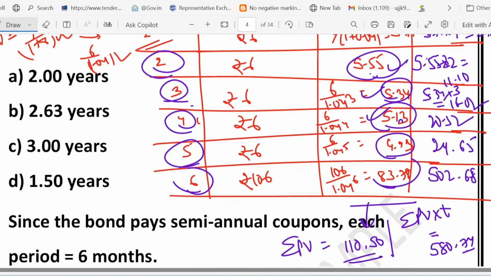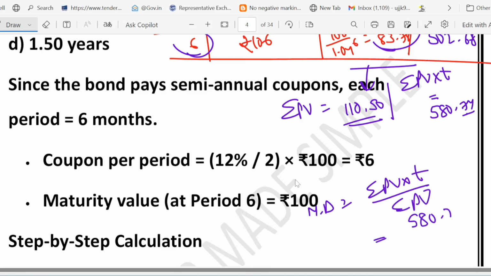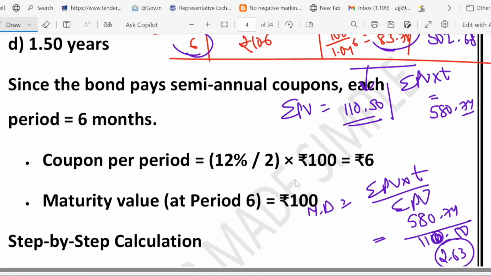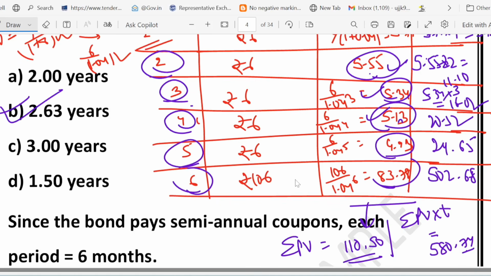580.74. Now let's apply these two in the Macaulay duration formula. So what will be the Macaulay duration? Summation of PV into T upon summation of PV, which is equal to 580.74 upon 110.50. Okay, so the answer will be how much? 2.63. This will be the Macaulay duration. So option number B will be correct. 2.63 will be correct. Right. I hope that makes sense to you.